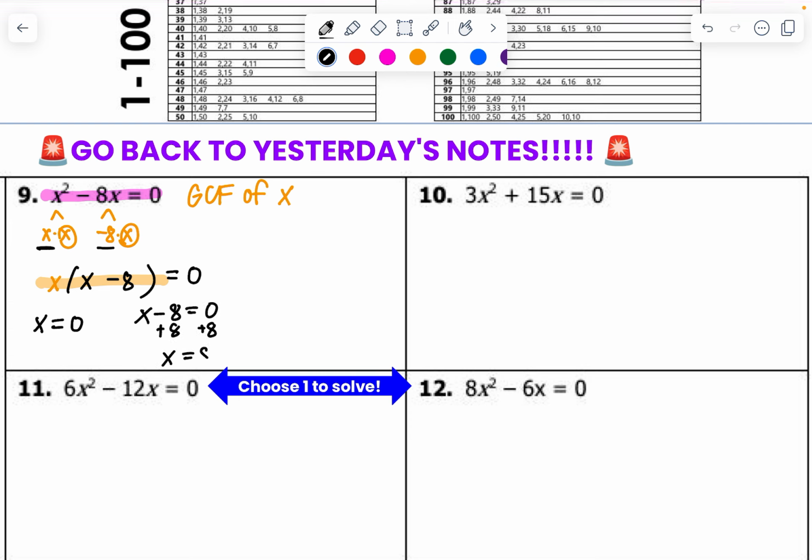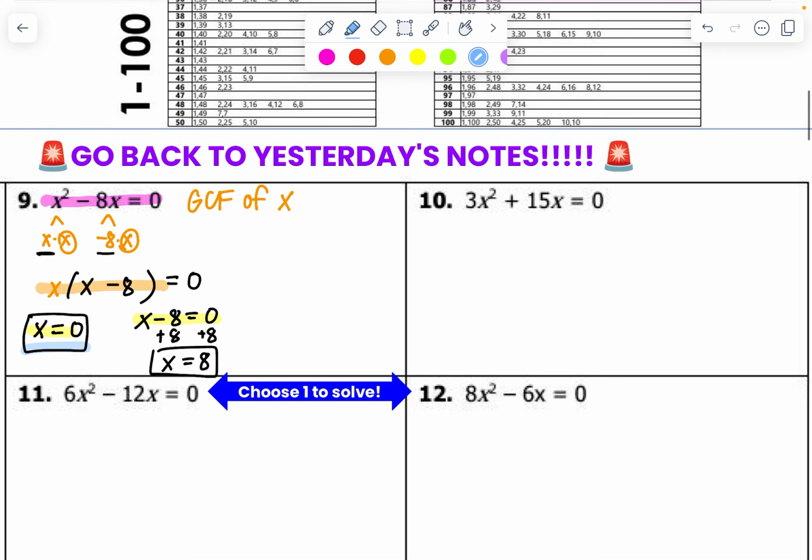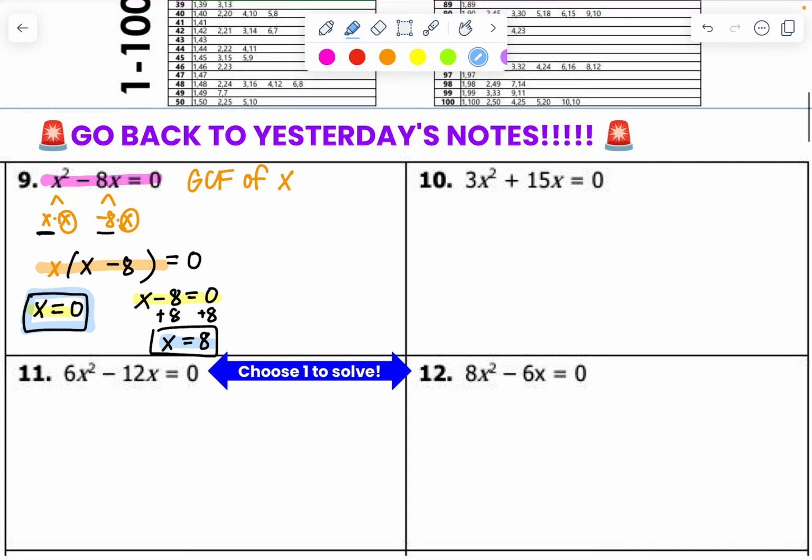And I would get 2 solutions. X is 0 and x is 8. So step 1, set your equation equal to 0. Step 2, factor it. Step 3, set both factors equal to 0. And step 4, solve for x. Boom. Wasn't this a cool example? I'm living. Let's do number 10.